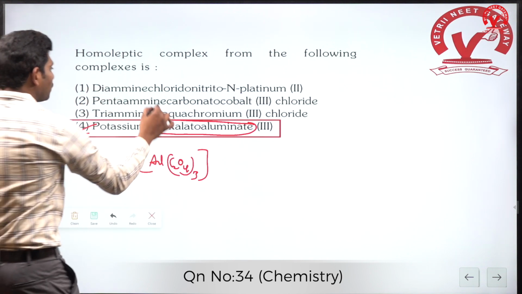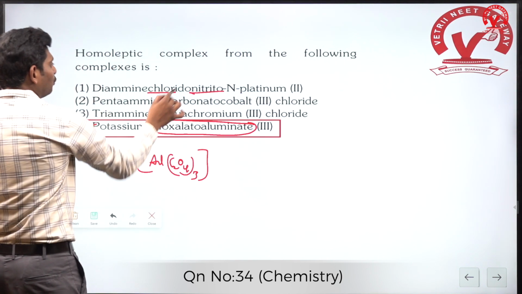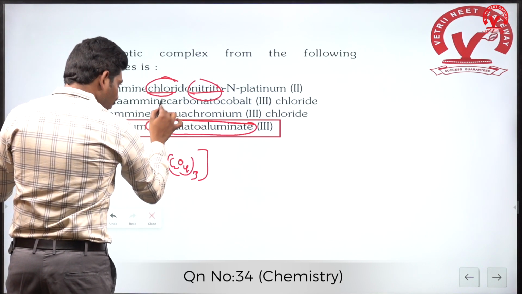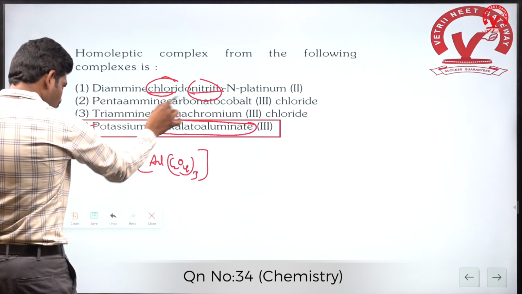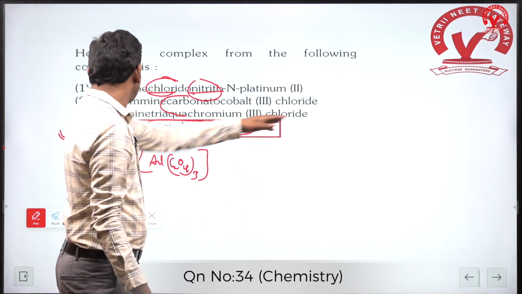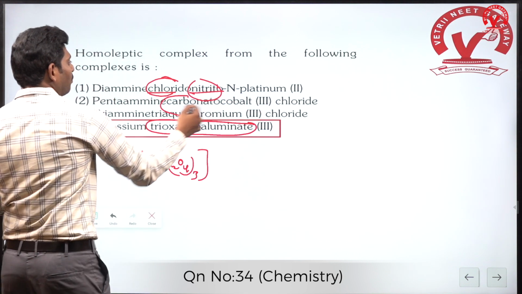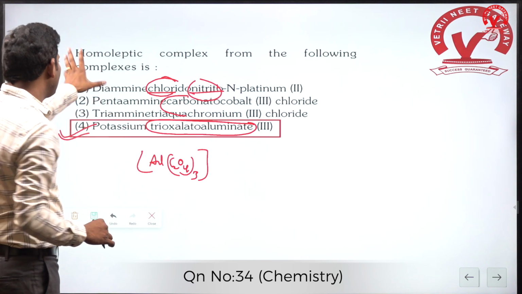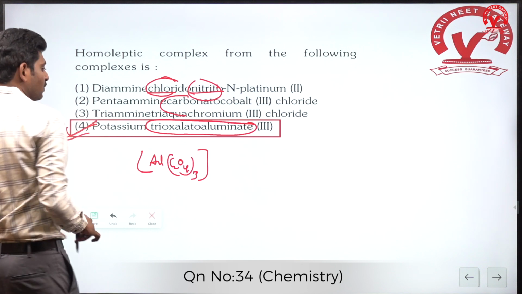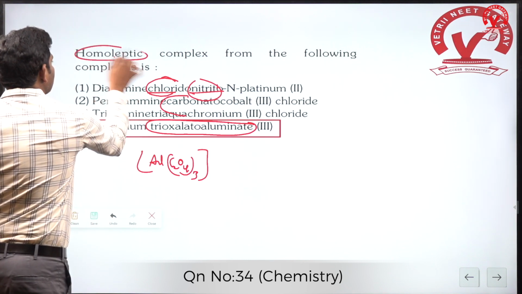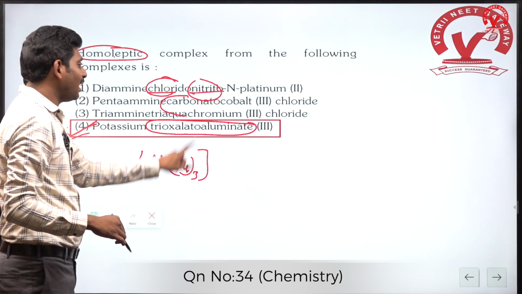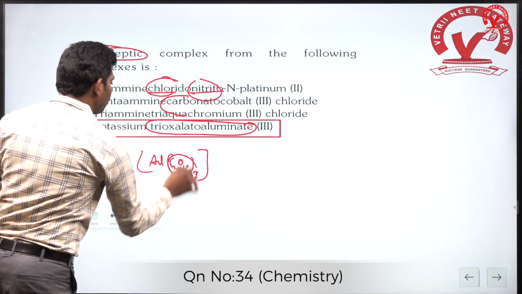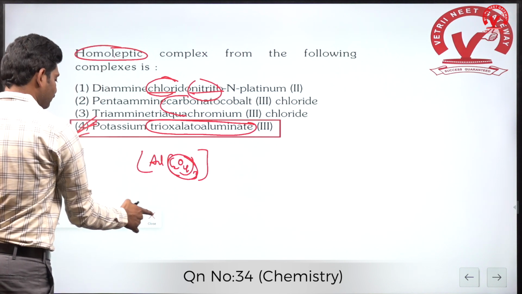If you take the upper one, chloride is there, nitrito is there. So two types of ligands are there. It is a heteroleptic complex. Next, cobalt, chloride, potassium, amino, carbon. Here also many types are there. Then triammine trichromium chloride. It is also. So the only option is the fourth one. Homoleptic complex means the central metal atom is surrounded by the same kind of ligand, only one type of ligand. So the answer is the fourth one.